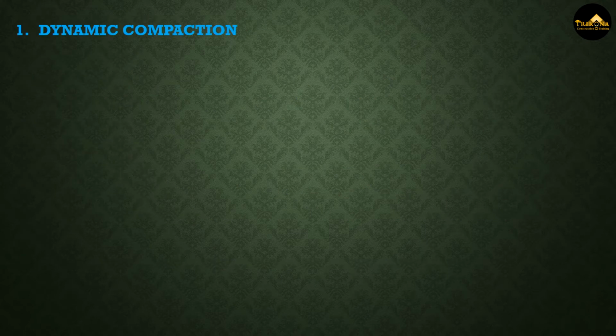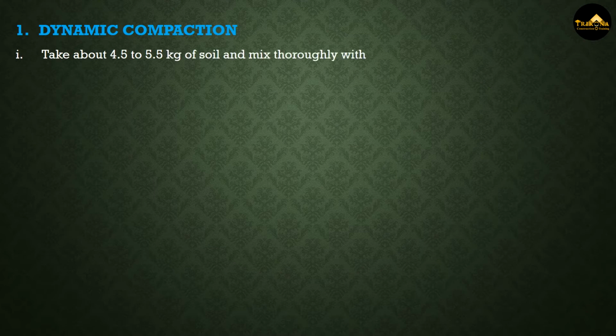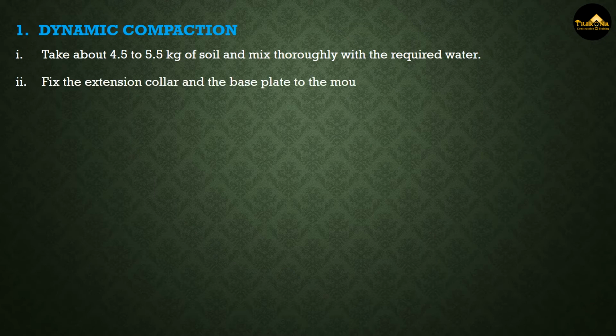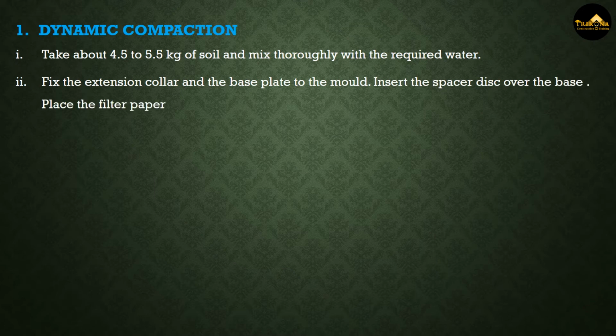Dynamic compaction. Take about 4.5 to 5.5 kg of soil and mix thoroughly with the required water. Fix the extension collar and the base plate to the mold. Insert the spacer disc over the base. Place the filter paper on the top of the spacer disc.